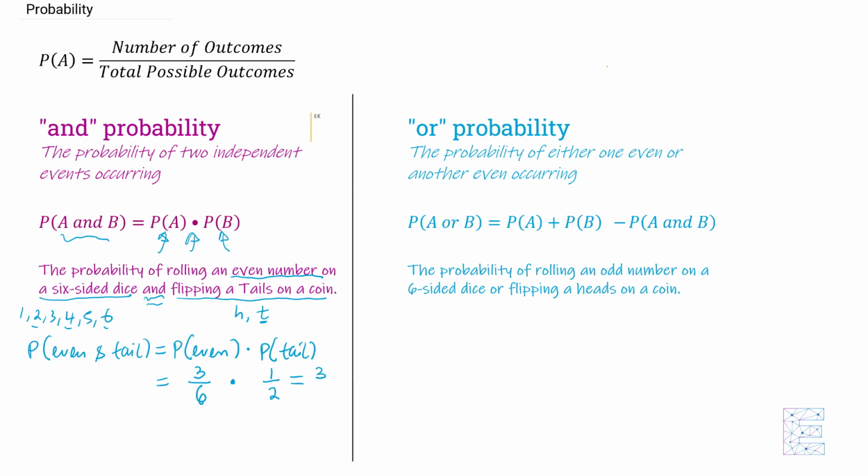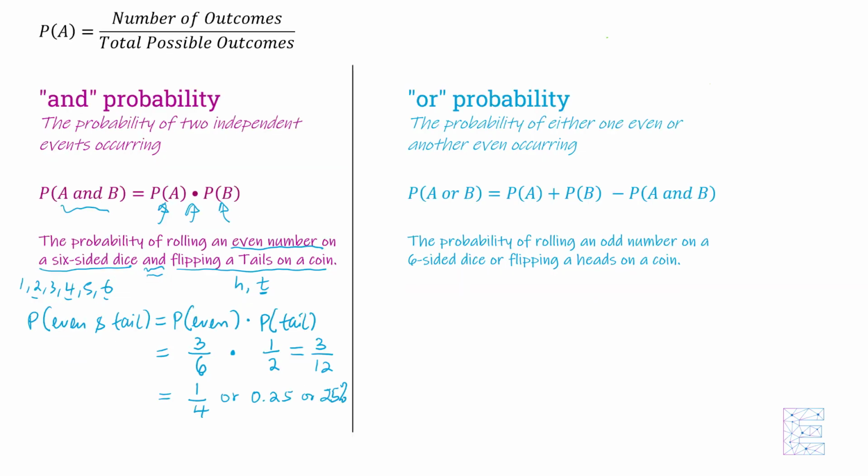3 times 1 is 3 over 6 times 2, which is 12. And yes, of course, we can simplify this. You have to simplify every fraction. So this is going to be 1/4. So the probability of rolling an even number and a tails is 1/4. If you wanted this as a decimal, you could say 0.25, or even as a percent, 25%. All right, so let's then move on to the OR probability.